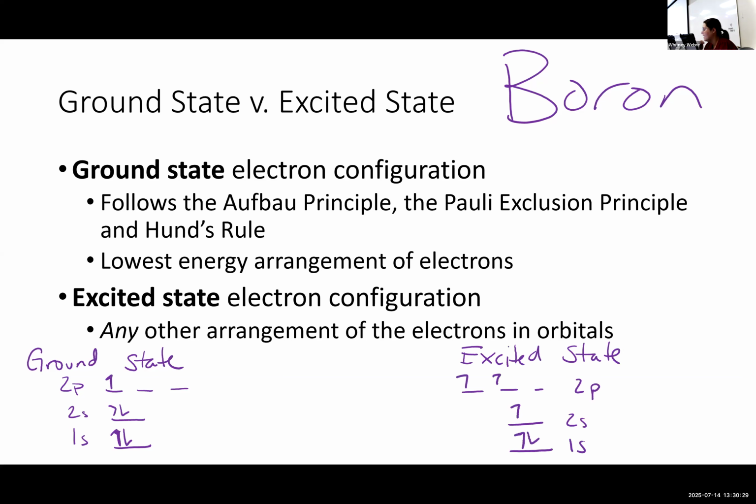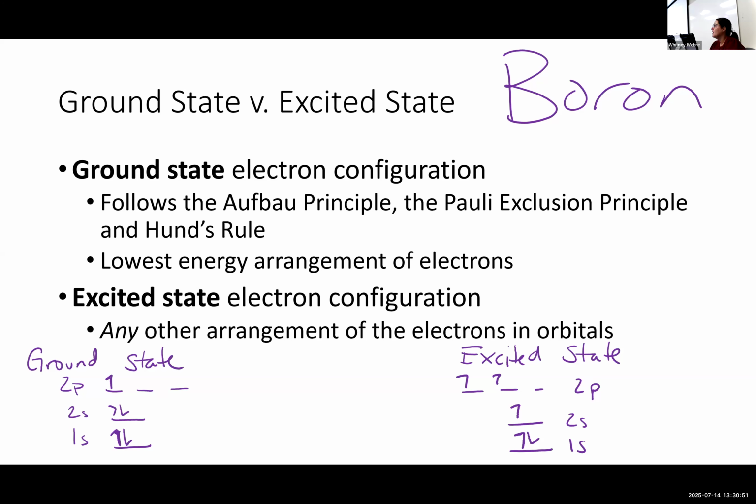Excited state means that maybe one of your electrons is just no longer in the lowest energy state. Do you see the difference that I have from the left to the right? On the left, I'm filling in low to high. On the right, one of my electrons from the 2s orbital is now in the 2p orbital. So I did something to it.